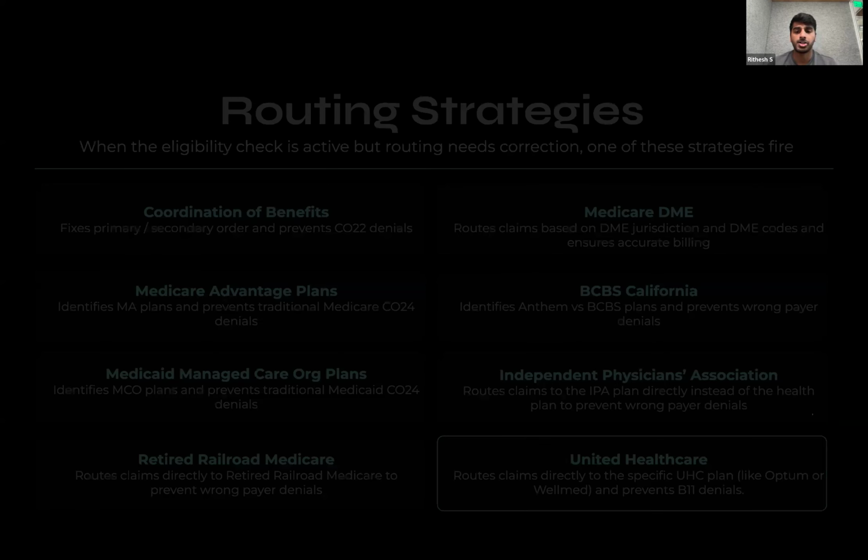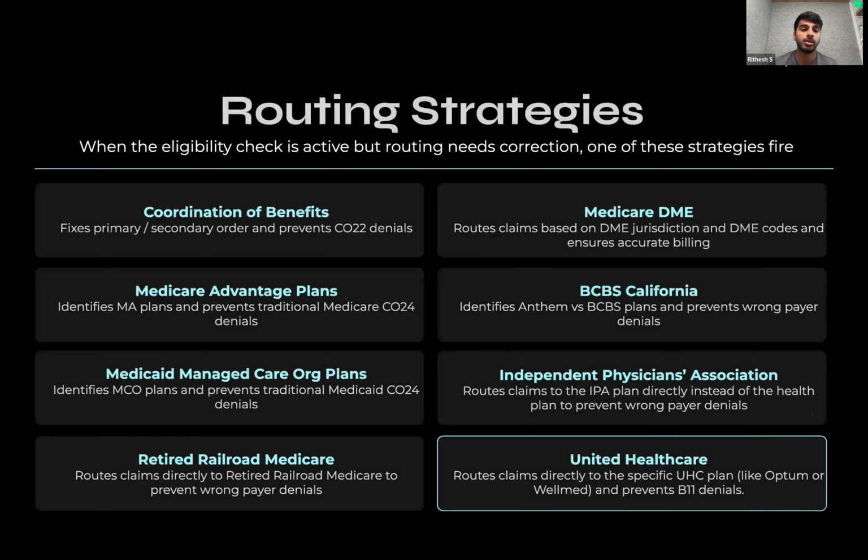And the last sub-strategy is United Healthcare. You might have noticed in practice that when you route claims, sometimes with United Healthcare, you get a ton of B11 denials. That's because we do not route it to the right delegated entity or the specific UHC plan, like Optum or WellMed. We also run checks with UHC, get that data from them, and then try to route the claim directly to the delegated entity.